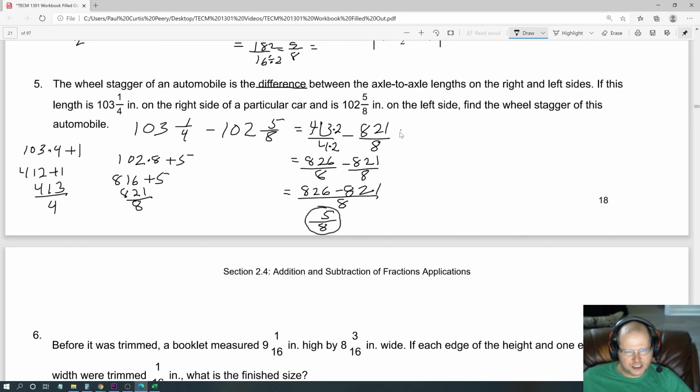So it looks like the wheel stagger, what is it? Yeah, the wheel stagger is 5/8 inch. You should always include your unit. I'm being lazy and not including the unit, but you should normally always include your unit. And if you want to be technical about it, you should even answer word problems in the form of a word problem. But we're not being picky like that. So if I wanted to be thorough about it, I would say something like, the wheel stagger of this automobile is equal to 5/8 of an inch.